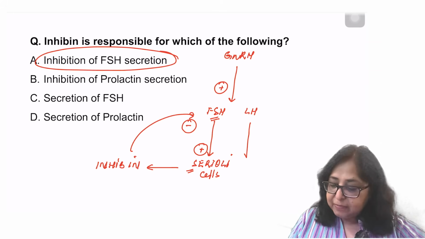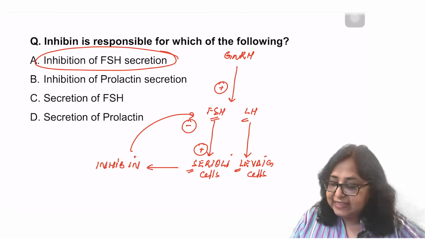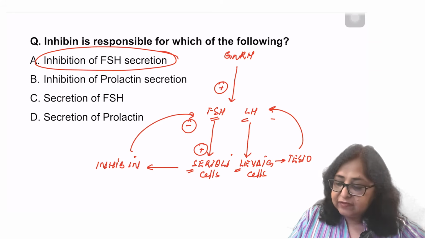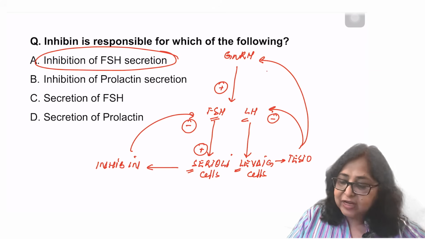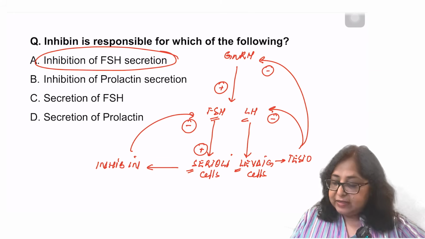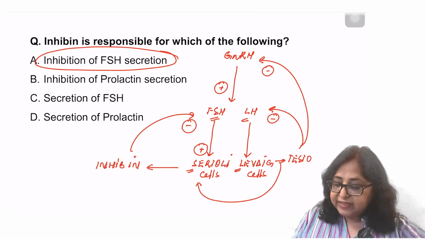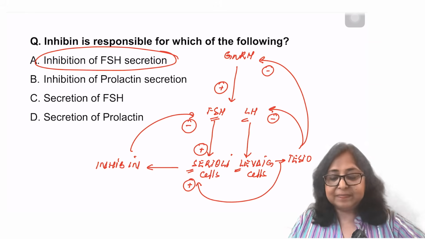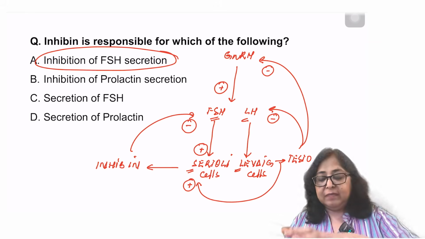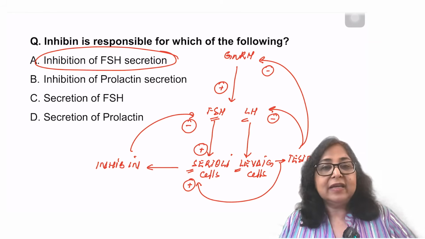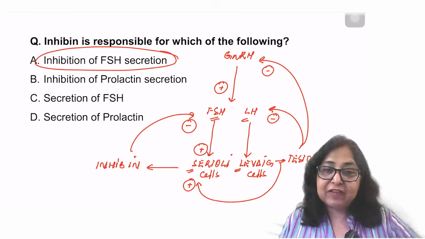LH receptors are present on the Leydig cells. Remember, L for LH, L for Leydig, and Leydig cells secrete testosterone. Testosterone has a negative feedback effect on the secretion of LH as well as GnRH. Testosterone will also increase the activity of the Sertoli cells. Right? So inhibin causes decrease in the secretion of FSH.